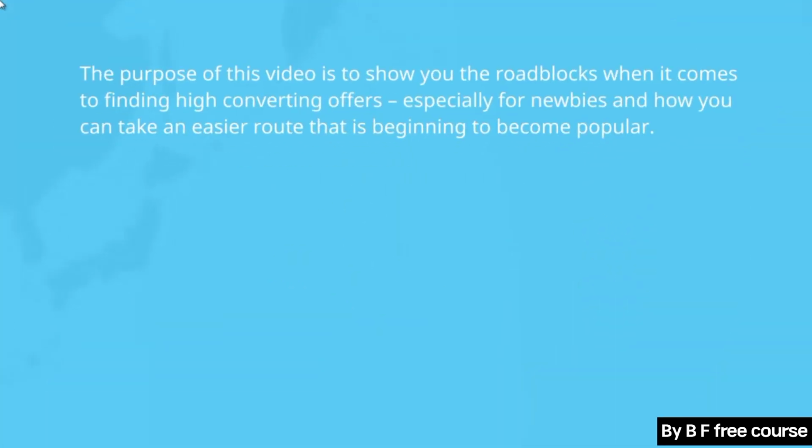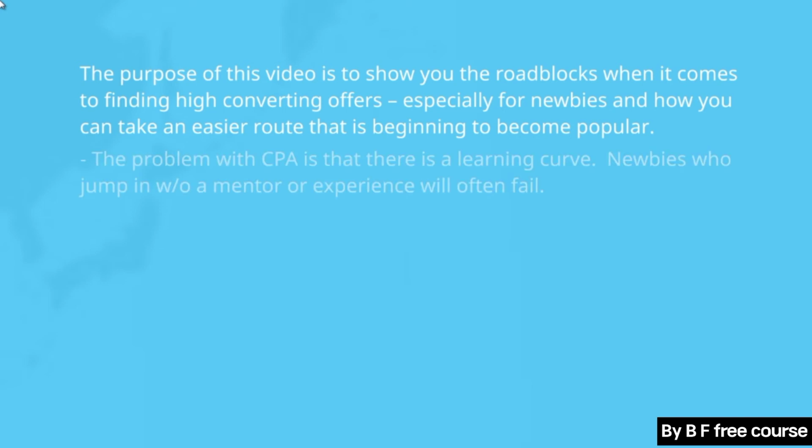Now, what do I mean by that? Well, the purpose of this video is to show you the roadblocks when it comes to finding high converting offers, especially for newbies. So if you're just getting started and you've tried CPA offers before and you haven't had a lot of success, this might work. This might be an easier route for you. And the reason why it's easier is it's becoming more popular. It's sort of a smart artificial intelligence computer that can figure out what kind of CPA offers your traffic is going to convert the best. So how does that work?